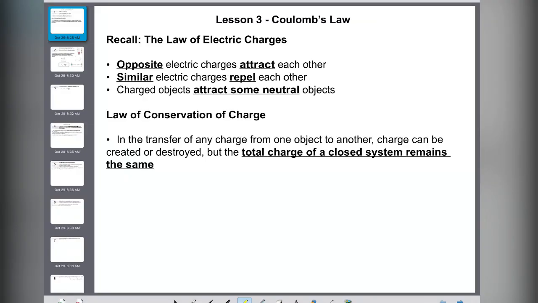All right, so we're going to be talking about lesson 3 on Coulomb's law. Super new names. I don't know if you remember learning about Coulombs in grade 9. When we talk about Coulombs, it's a unit that is used to measure charge. So charge has a symbol of Q, and it's measured in the unit of Coulombs.